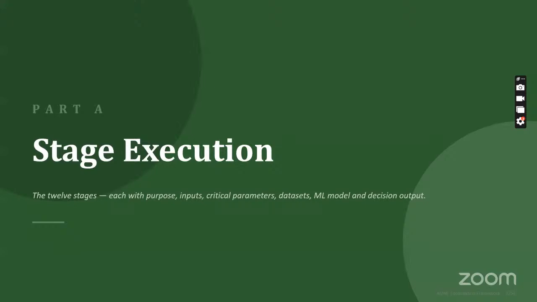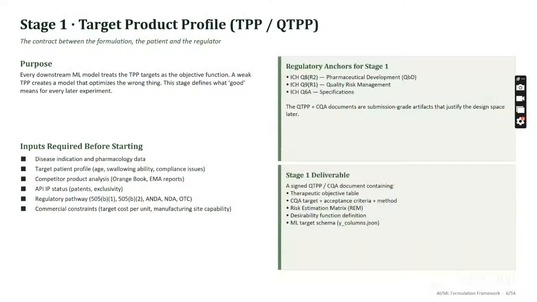Here is the stage execution: the 12 stages themselves, each with its data sets, models and deliverables. Clear? So what features should be selected for each phase? We'll come to know.